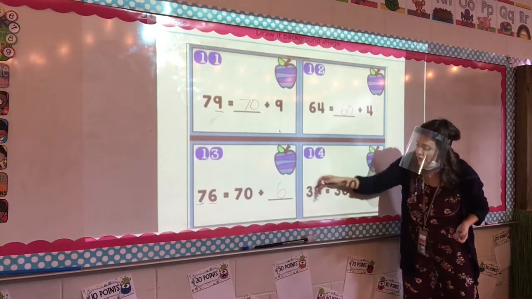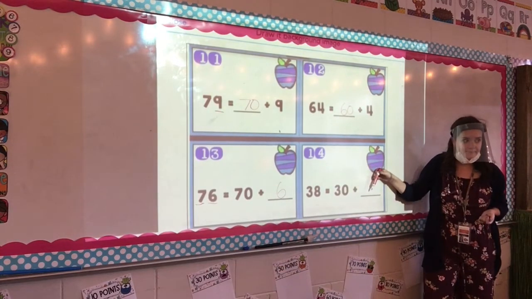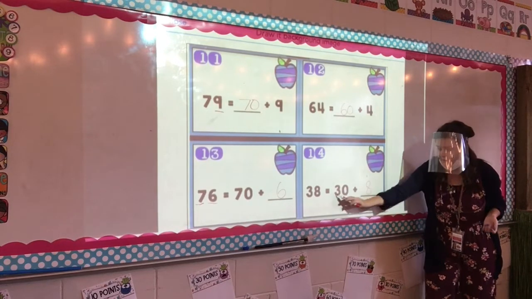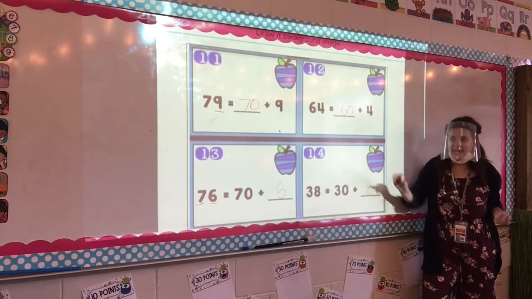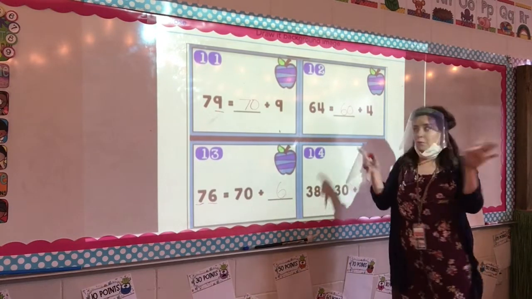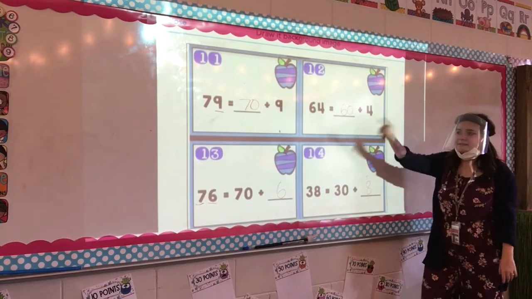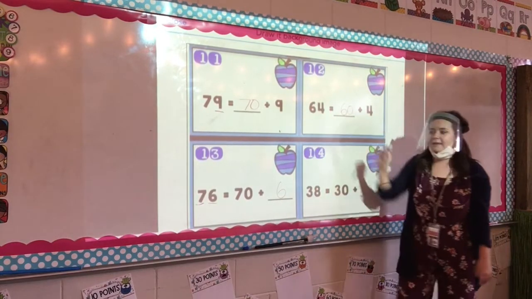Let's do the next one. 38 is 30 plus what, Aiden? 30 plus 8 is 38. You see how you can kind of hear it? There's no need to count on our fingers for questions like this. 64 is 60 plus 4. 79 is 70 plus 9.